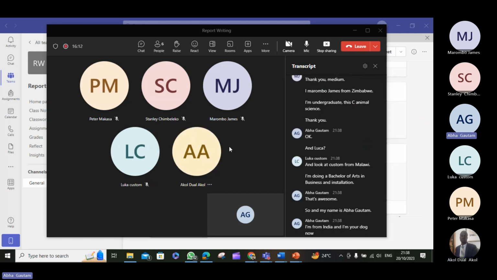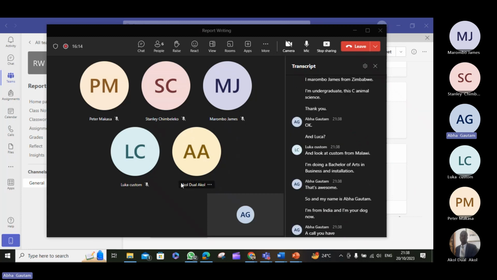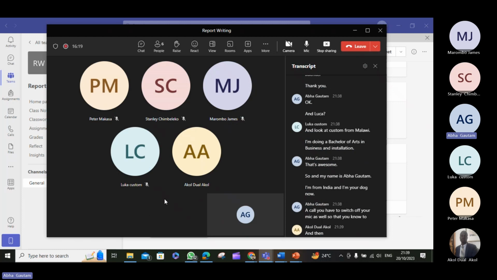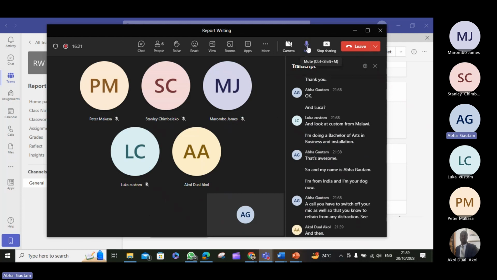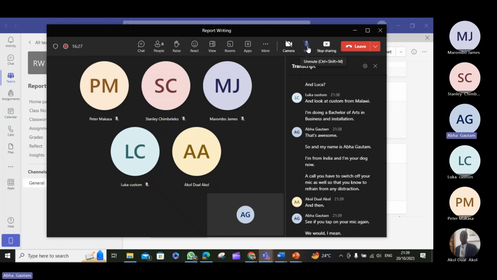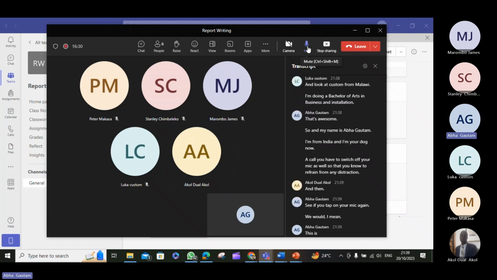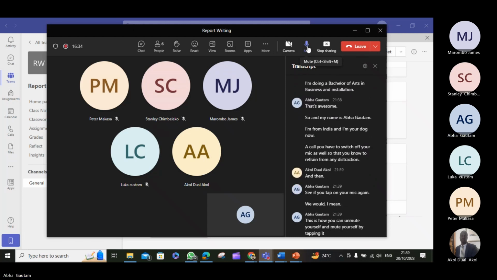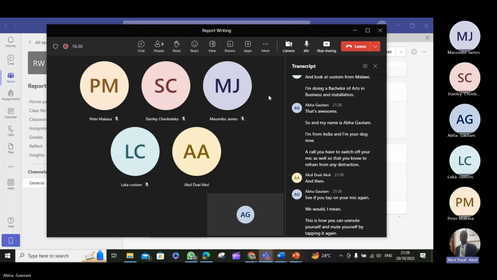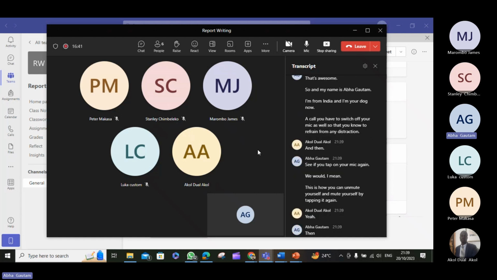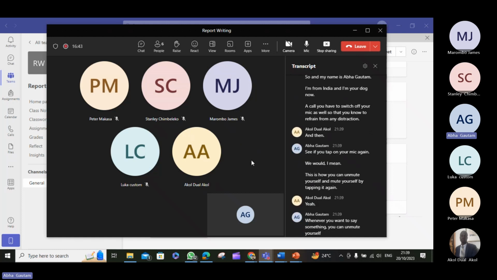Now, Akol, you have to switch off your mic as well, to refrain from any distraction. See, if you tap on your mic again, this is how you can unmute yourself and mute yourself by tapping it again. Whenever you want to say something, you can unmute yourself and then mute again. Okay?